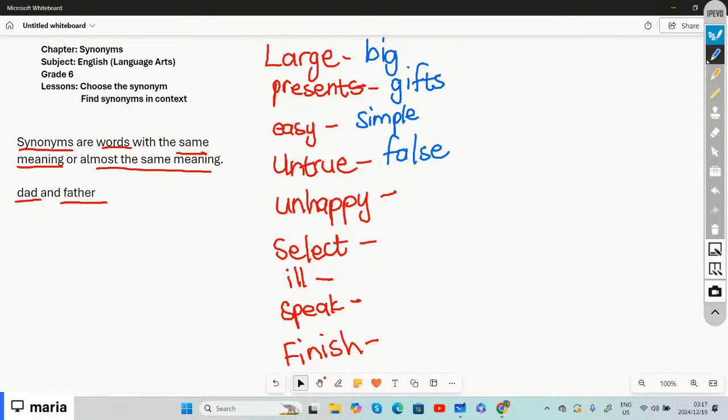Another word for unhappy. What's the word that's the same as or almost the same as unhappy?